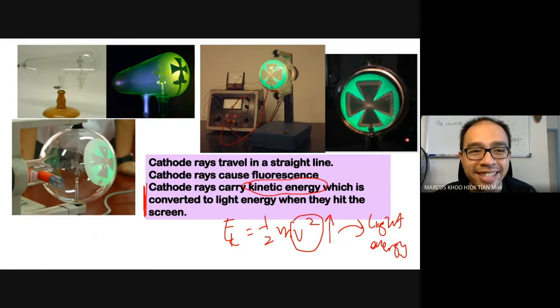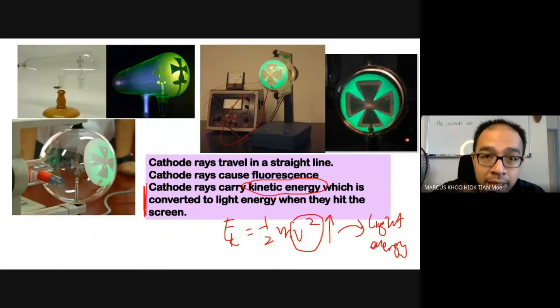So there are different types of Maltese cross tubes. There are some that are like this, just pure vacuum inside, so the effect of the fluorescence is seen everywhere. This one has a dedicated screen at the end. So when you turn it on, it will look like this. And this is what it looks like from the side view.